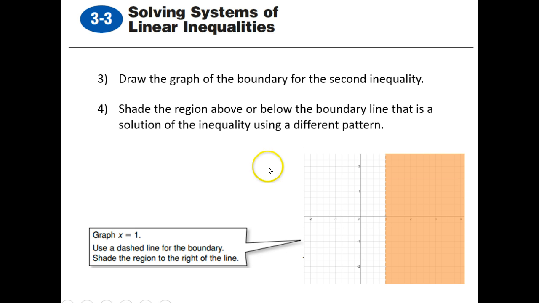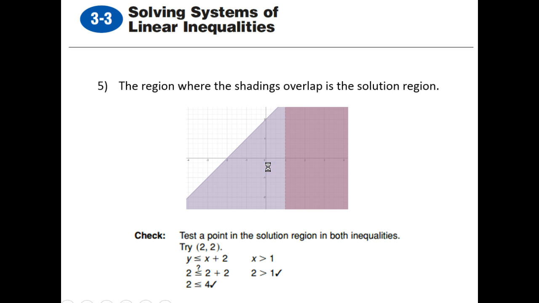Well, what happens when we combine these two onto the same graph is we come up with an overlap region that includes this purple part and this other orange part. In other words, it's the dark purple area. This dark purple area is your solution. You can check it by choosing any point that lies in this region, plugging it into both equations.